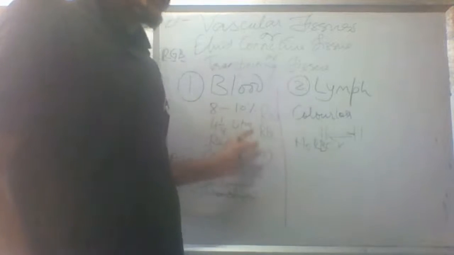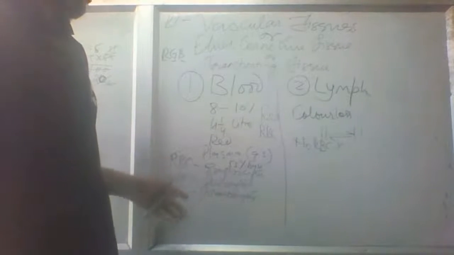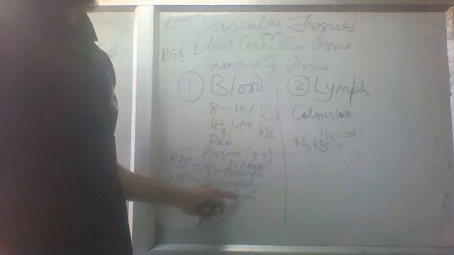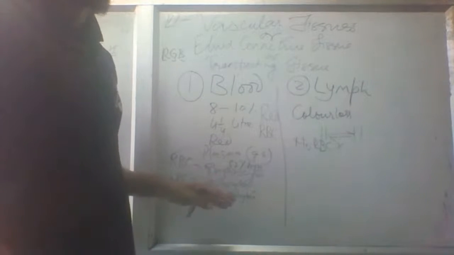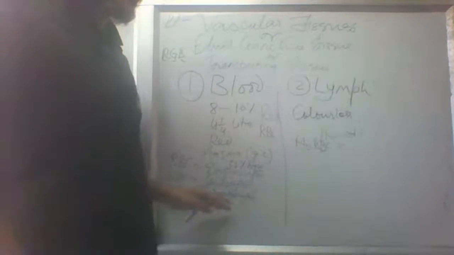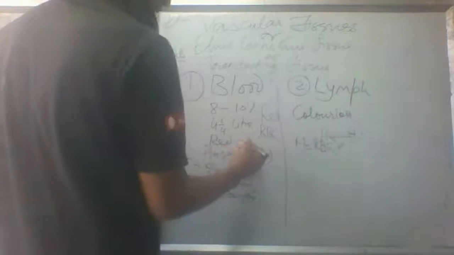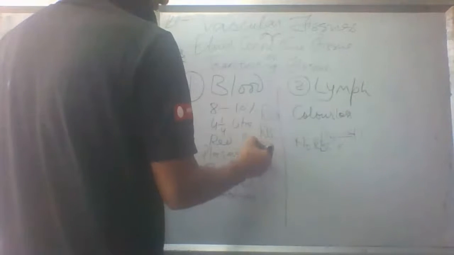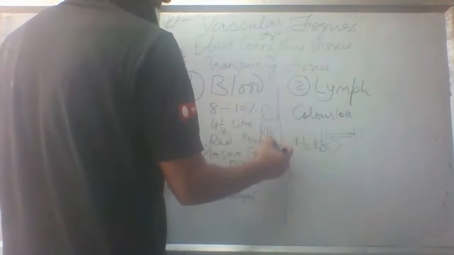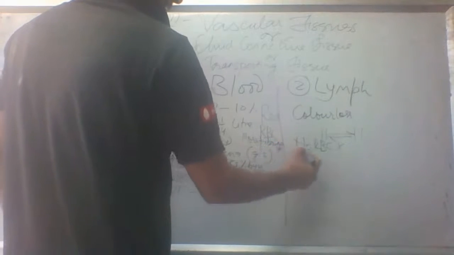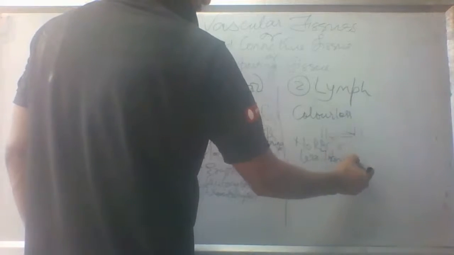Blood contains more fibrinogen, because we have seen the thrombocytes are here. These thrombocytes need fibers to stay at a particular place. So blood is having more fibrinogen, more fibers, and lymph has less fibrinogen.